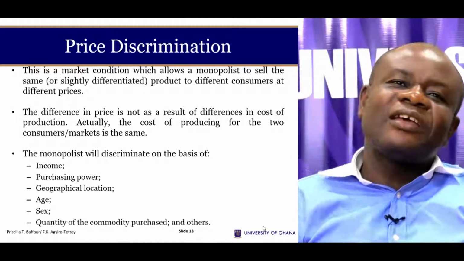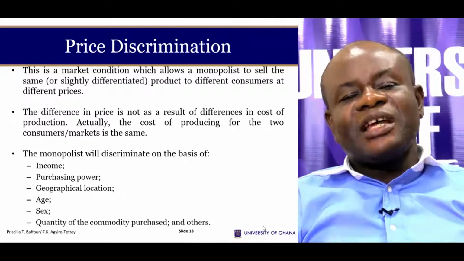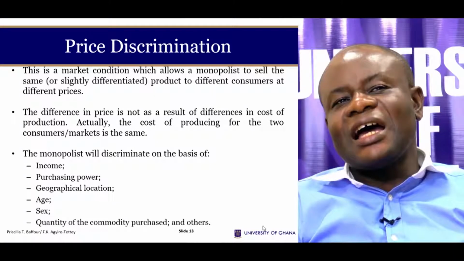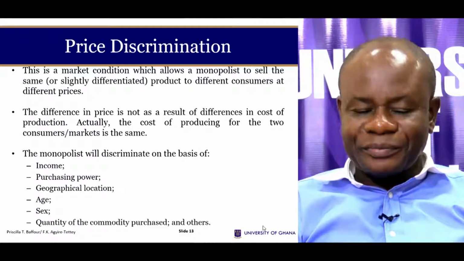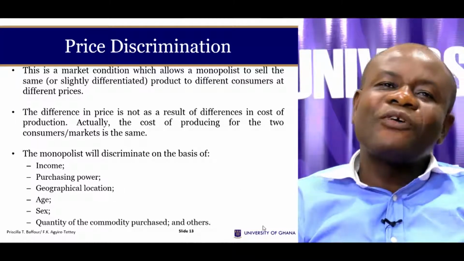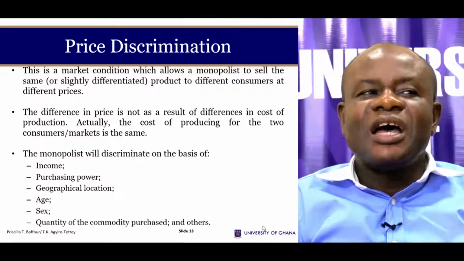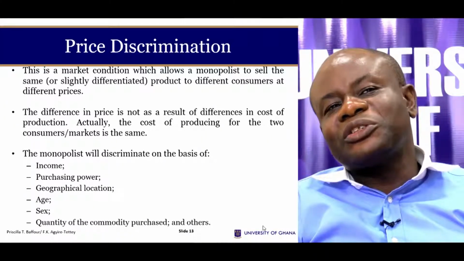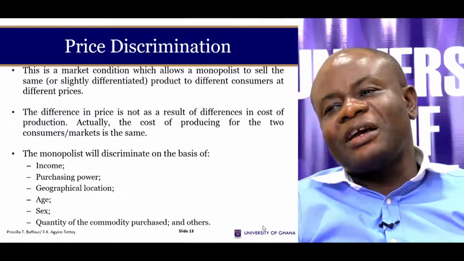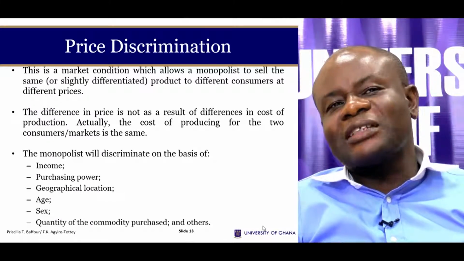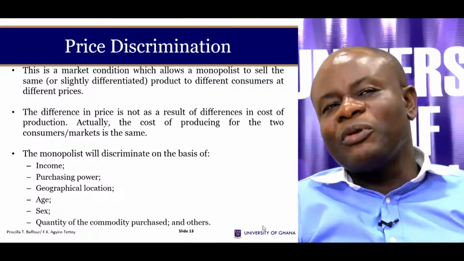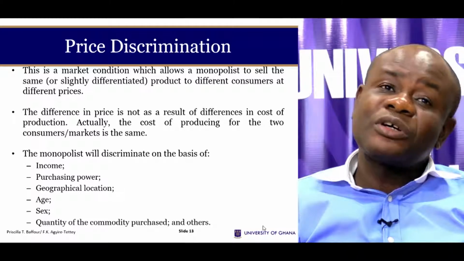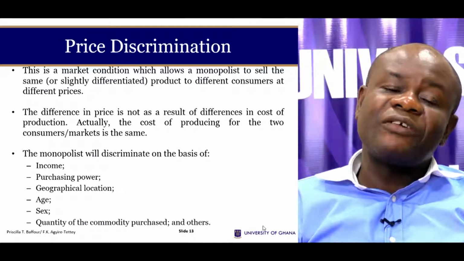So let's start with income. If the monopolist believes that an individual earns a higher income, the monopolist can charge a higher price for this individual and a lower price for individuals that the monopolist believes belong to the lower income bracket. Also related to that is the purchasing power. If the monopolist believes that the consumer has a high purchasing power, then the monopolist is likely to charge this individual a higher price. The monopolist also can discriminate on the basis of geographical location.